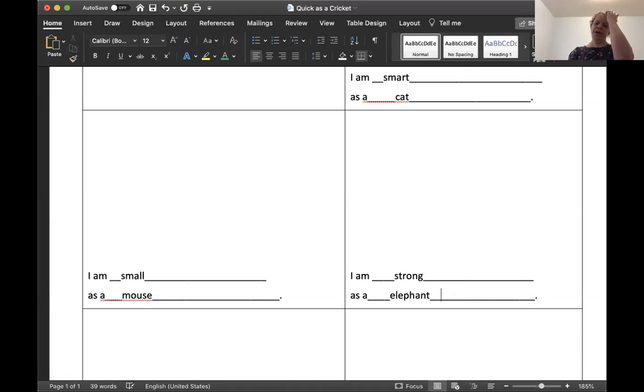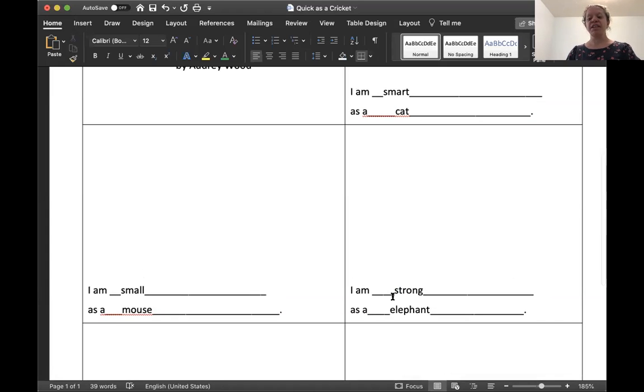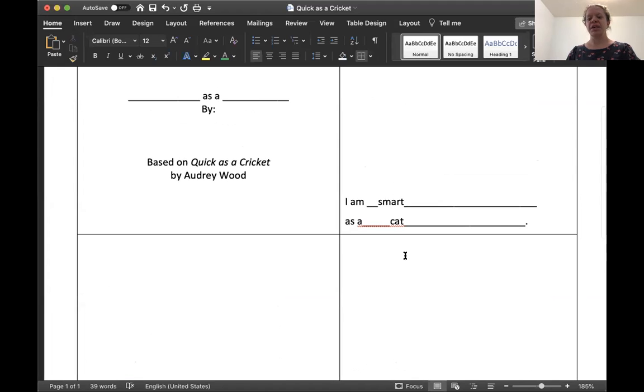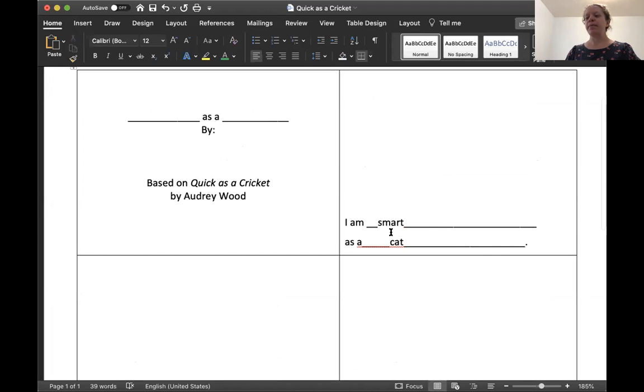There's no real right answers here. The idea is we're getting students to start writing. I could then take these little boxes, let the students draw pictures to illustrate their story, cut the boxes apart, staple them together, and students have their own little book in English that they have written that they can take home and read on their own.